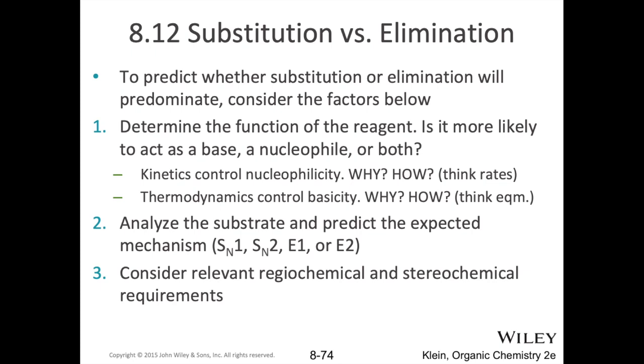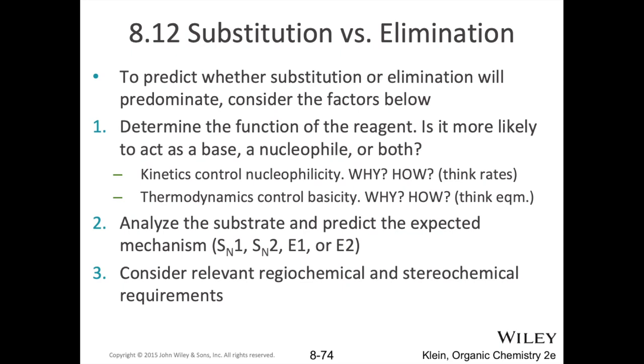Secondly, of course, you want to look at your substrate. We've already done that a little bit when we looked at the distinction between SN1 and SN2, but you still want to do that here. We've seen that primary substrates are great for SN2, and that's it. All the other mechanisms prefer tertiary. So if you have a primary substrate, there might be a preference for a substitution reaction.